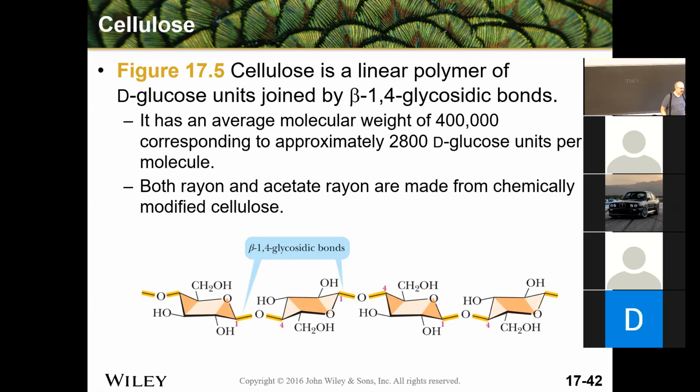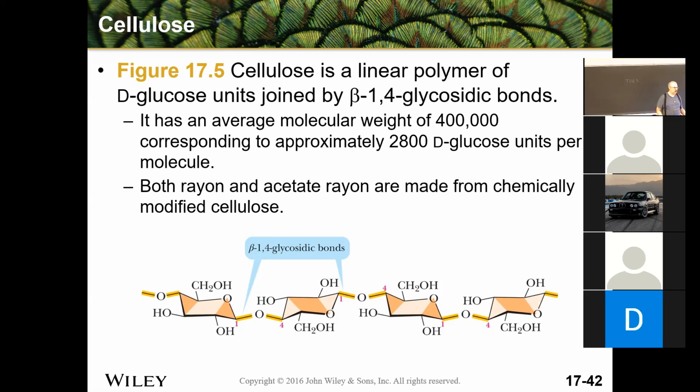Cellulose, on the other hand, is not digestible by humans. Okay, because the shape of the molecule is different, the enzymes don't recognize the 1 to 4 linkages, and so we cannot break down cellulose, and it is dietary fiber.